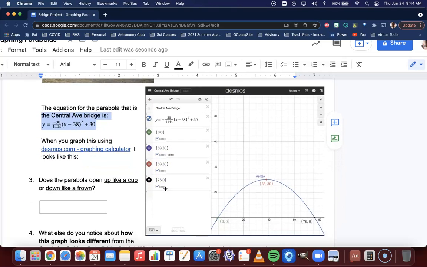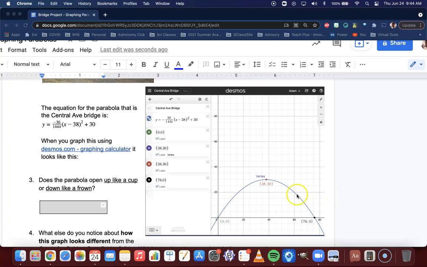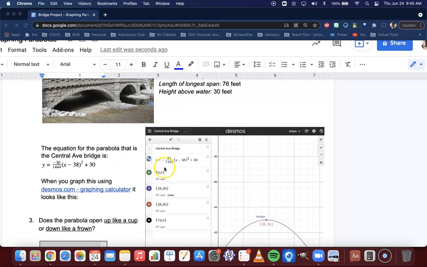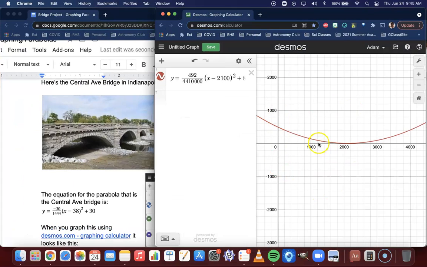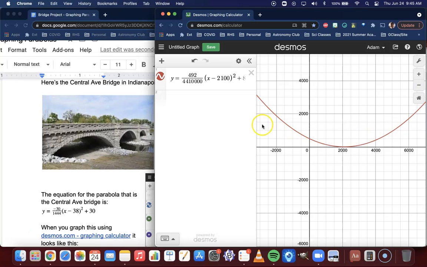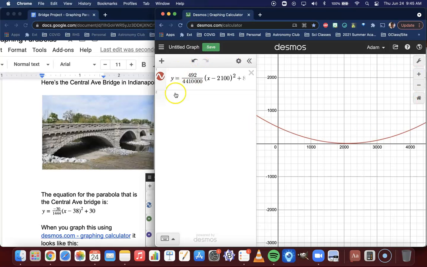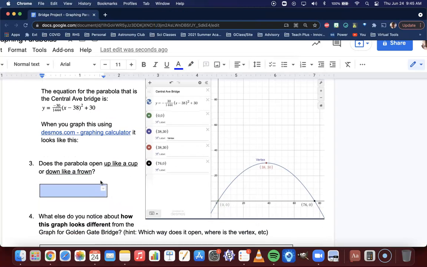And again, you can graph it. I'm going to encourage you to do that and then answer this question. You can also just look at our picture here. Does this parabola open up like a cup or down like a frown? This parabola opens down like a frown. You might start to figure out what's different between those two equations that makes this one open down, just like the shape of this bridge, versus the Golden Gate Bridge, which opened up like a cup.